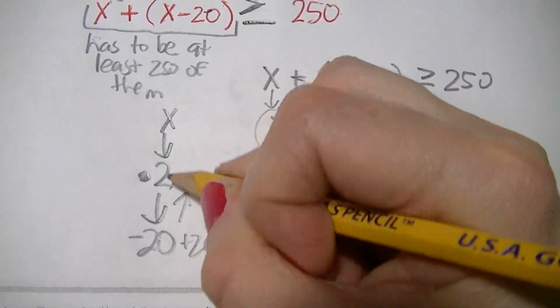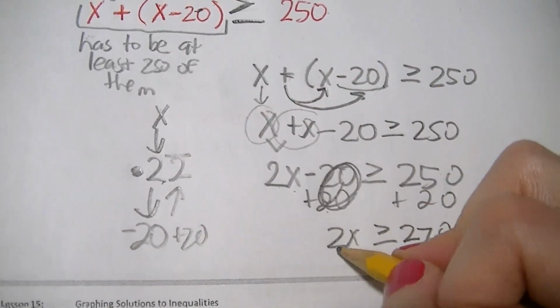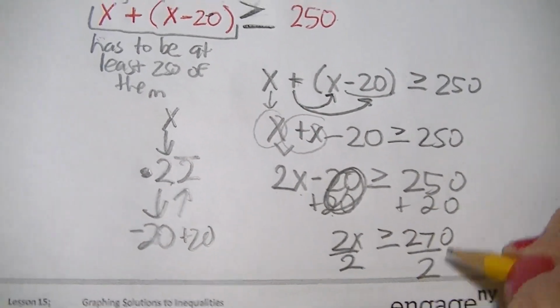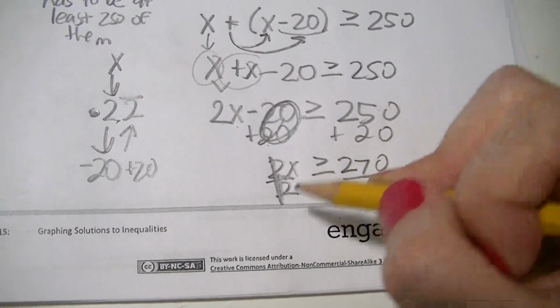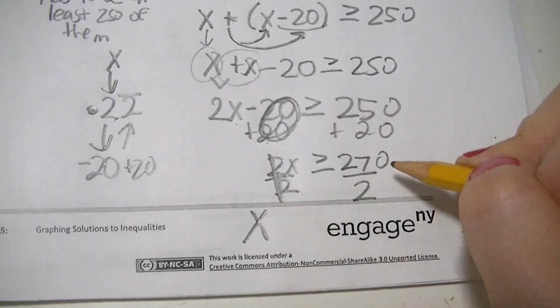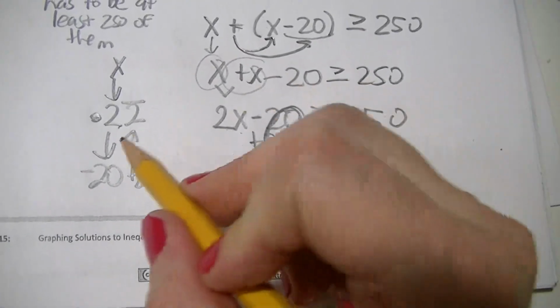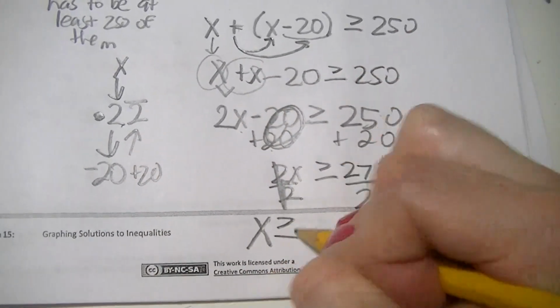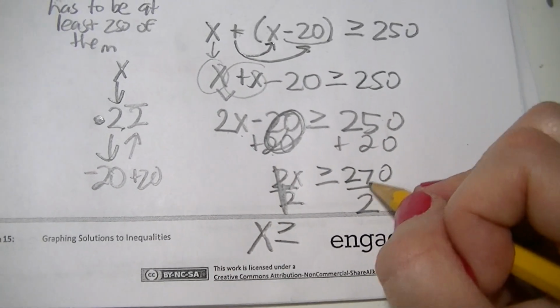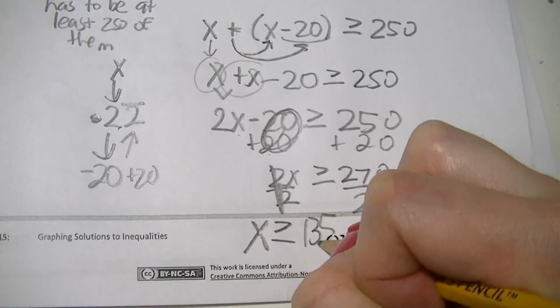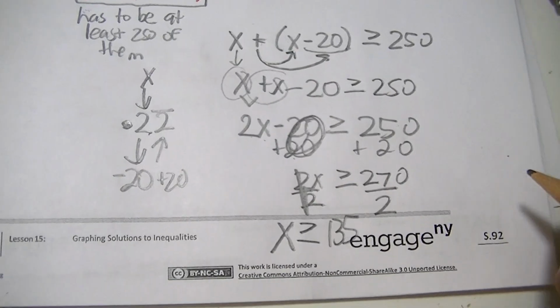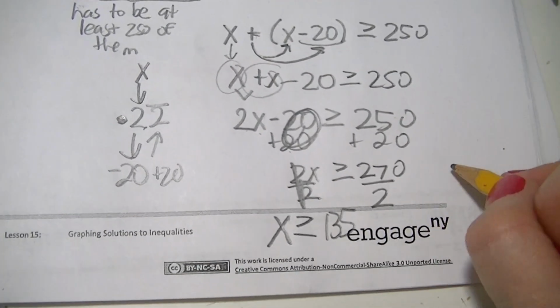Go back up. Inverse operation of timesing by 2 is divide by 2. Do that to both sides of the inequality sign. 2 divided by 2 is 1. 1 times x is 1x or x. And then don't flip the sign because we didn't multiply or divide by a negative. Okay, 270 divided by 2 is 135. Okay, I'm supposed to graph it. So I'll graph it right here.